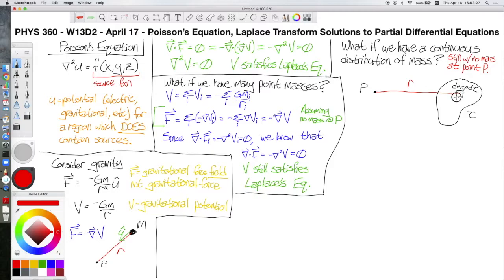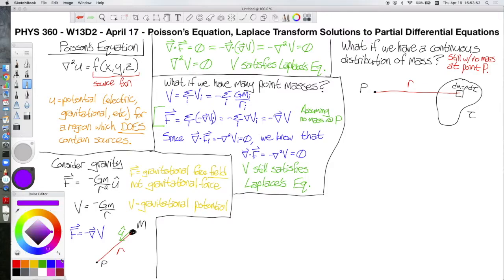We break up our overall volume into tiny little chunks of mass, each with a mass dm, where dm is going to be equal to rho, the density of this chunk, times the infinitesimal volume in that little square, and then we can add all of these up. But again, there's still no mass at point P, so we should still expect this to satisfy Laplace's equation.